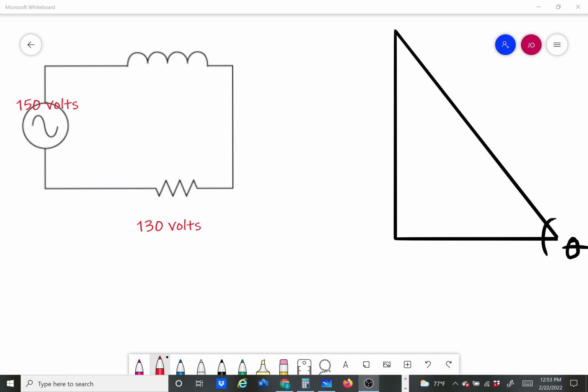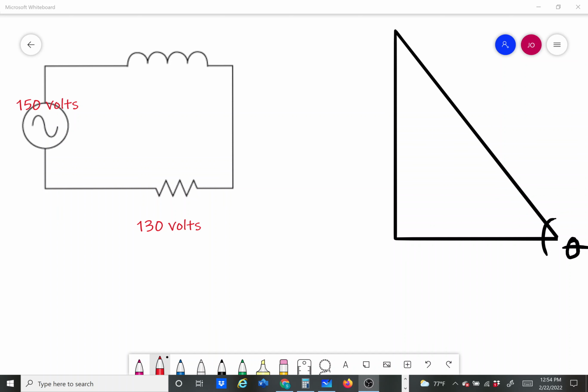So, in one example here, we've got a source voltage of 150 volts, and we have a resistance voltage of 130 volts. If you look on your pink sheet, I'm not going to put a pink sheet up on my screen because you guys have one or have been given one already. So you guys should be able to have yours there.